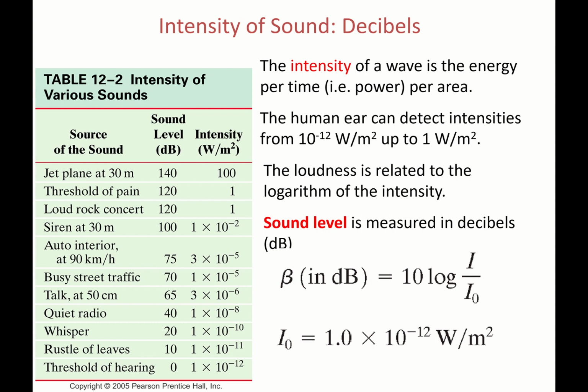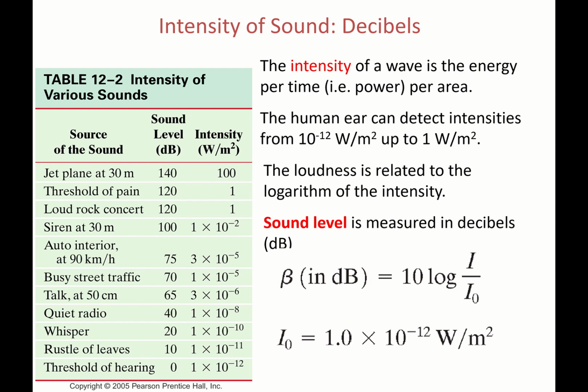The loudness that we hear in the detectors in our brain is actually related to the logarithm of the intensity. So it goes up by powers of 10. So we talk about the sound level, which is measured in decibels, where the sound level in decibels is 10 times the logarithm of the intensity of the sound divided by the intensity of the lowest sound that we can hear, which is 1 times 10 to the minus 12 watts per square meter.